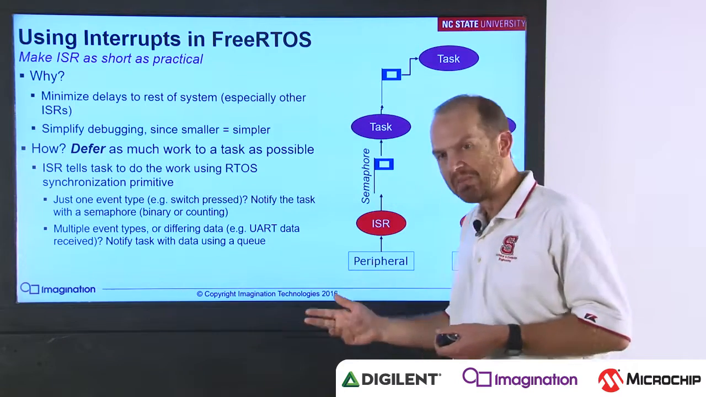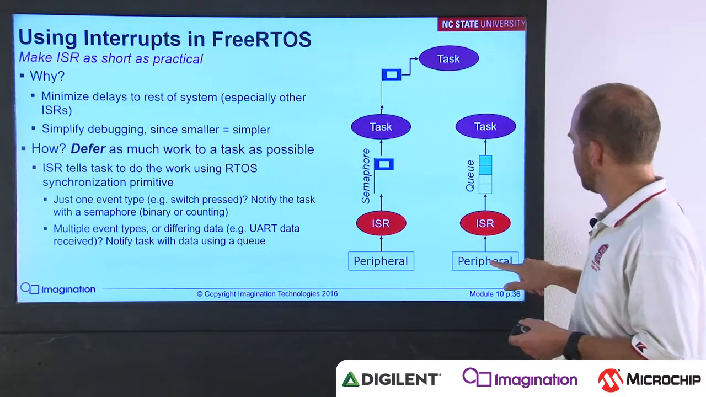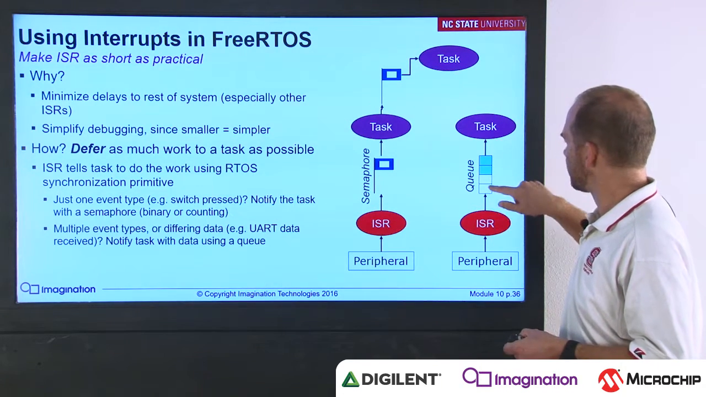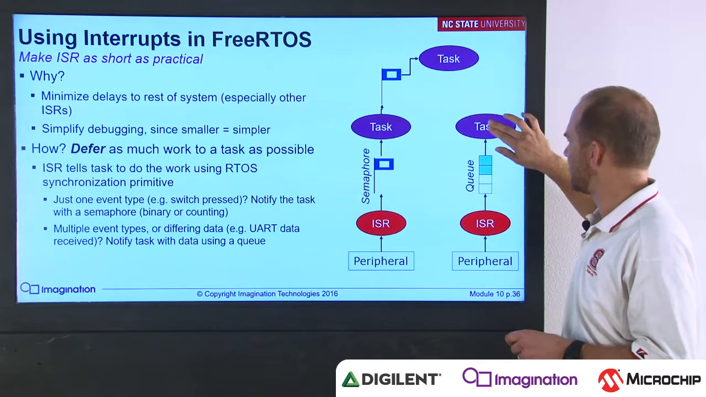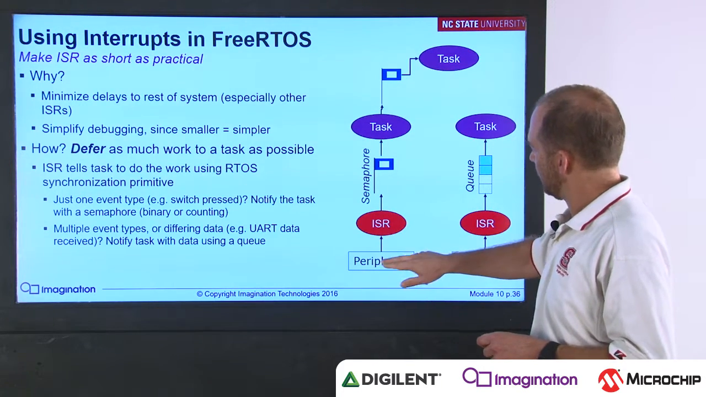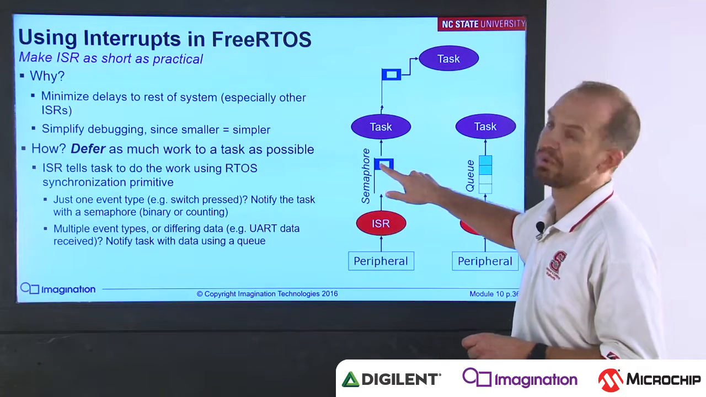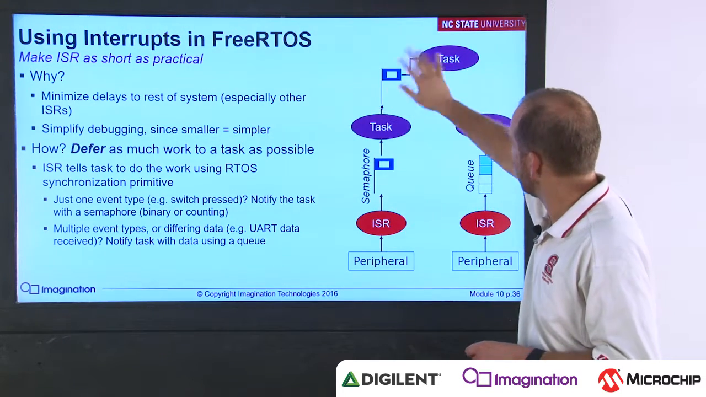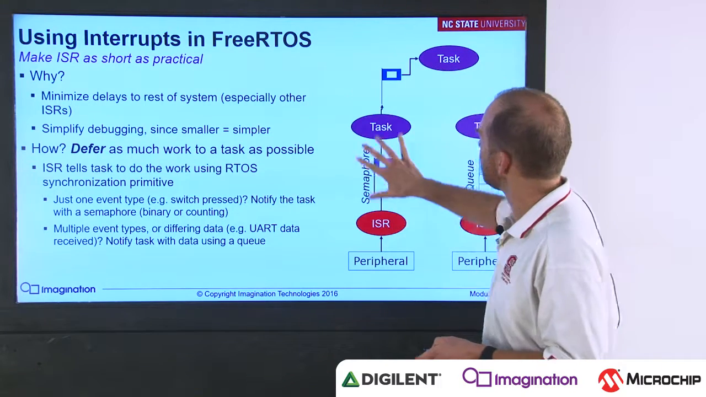Well, maybe we need to buffer the data with a queue. So a peripheral indicates that it has data ready. The interrupt service routine runs in response to that, grabs the data as soon as possible, puts it in the queue, and then it returns, allowing something else to run. Later on, the task can use that data. A peripheral may signal that an event has occurred, in which case the interrupt service routine will set a semaphore to tell the task, hey, this event has happened, and that task can then signal other tasks if needed. So we have different approaches here.